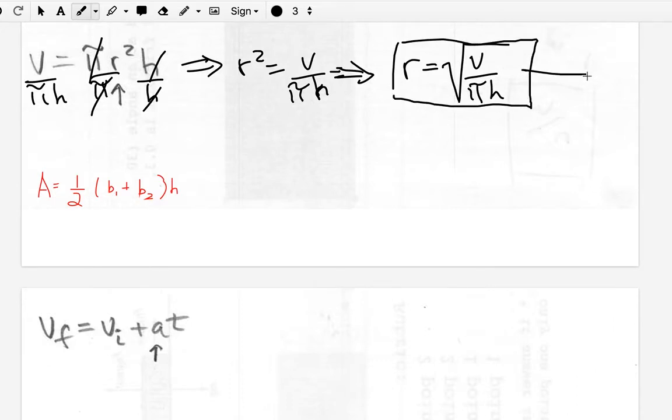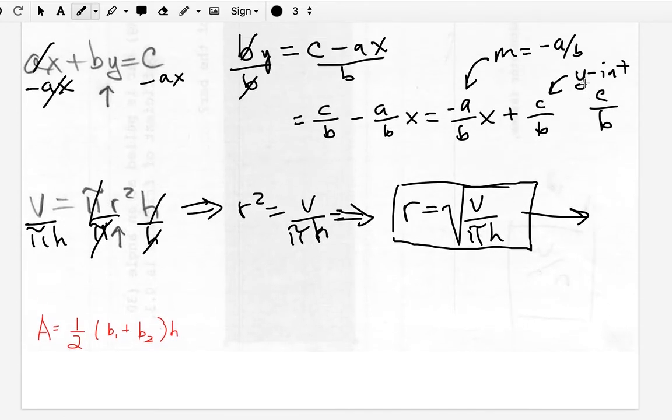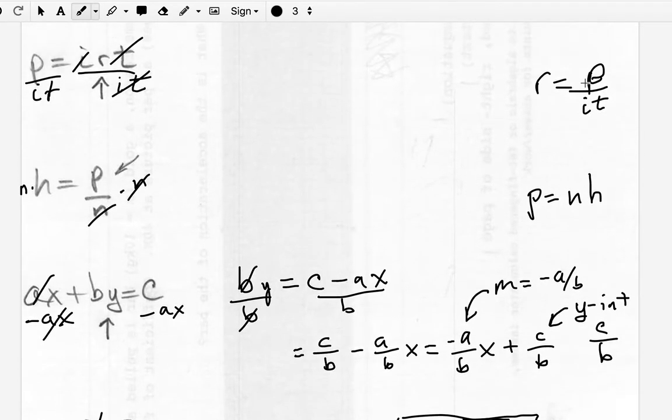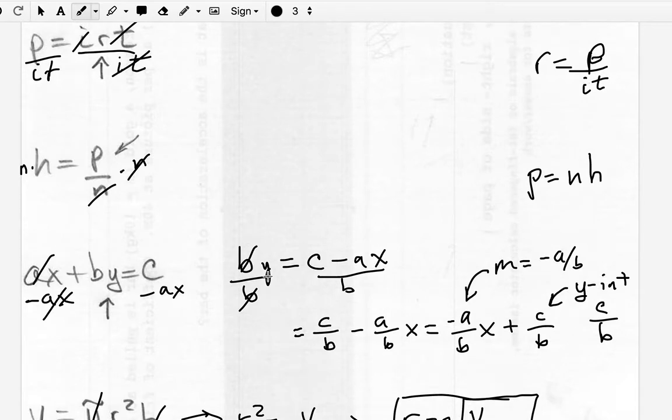I have not been boxing these and keeping them to the right. This one's a mess. So I should put this as y is equal to negative a over b x plus c over b, so anyone can find it.